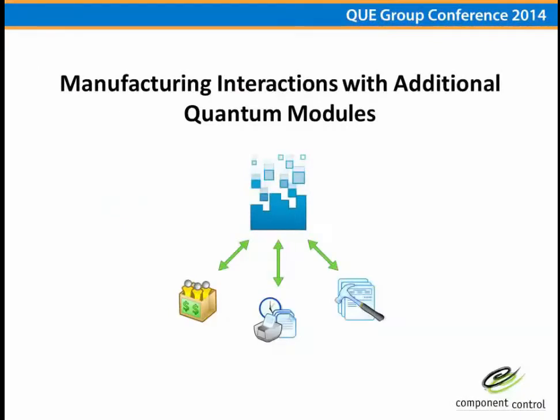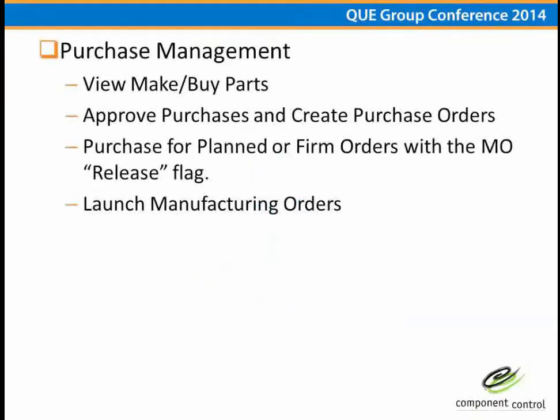Okay. So moving on, we're going to talk a little bit about how manufacturing interacts with other Quantum modules. So the first way that Quantum can interact with manufacturing and other modules is through purchase management. In purchase management, we've got some options here to view make or buy parts. Many of you, when you create your part master, may skip over this option, but there's a selection.